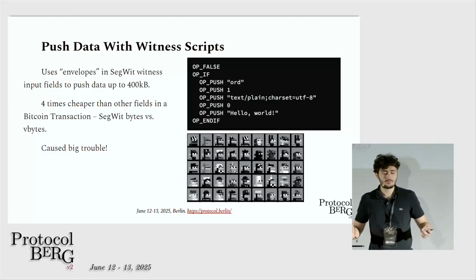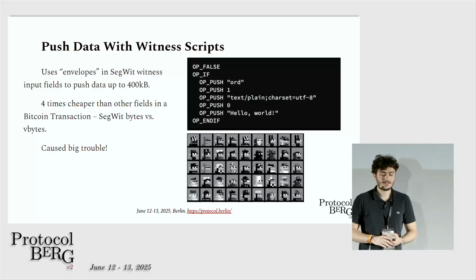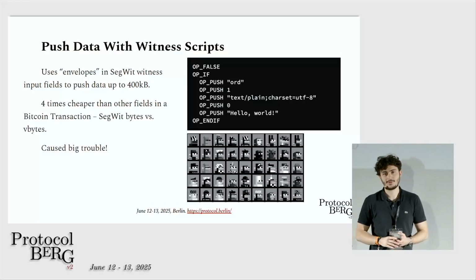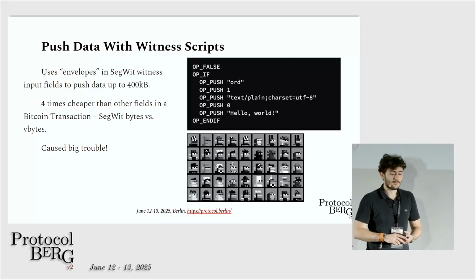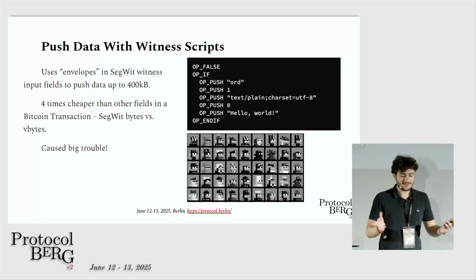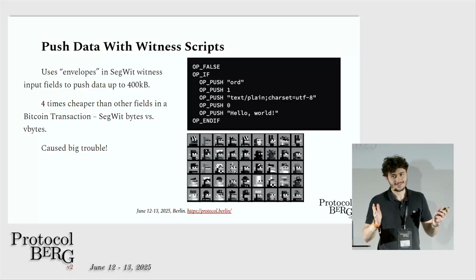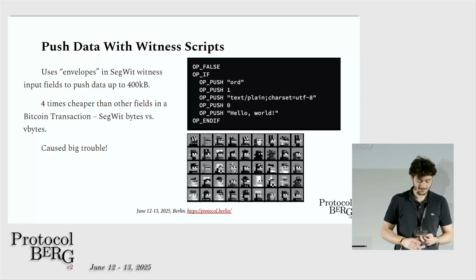And it caused big trouble because people went crazy with Ordinals, basically. They started putting 4 megabyte images on Bitcoin. So anyway, Bitcoin maxis don't like this. That's why I said it caused big trouble.